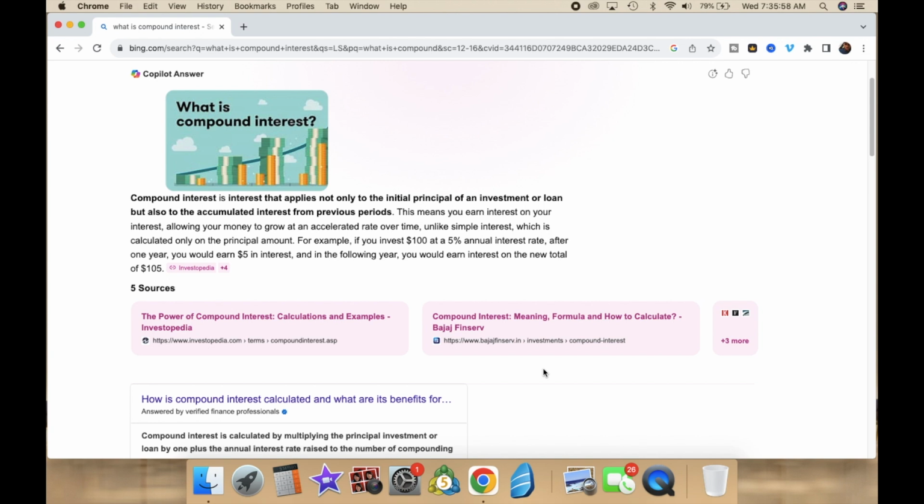For example, if you invest $100 at 5% annual interest, after 1 year you would earn $5 in interest, and the following year you would earn interest on the new total of $105.